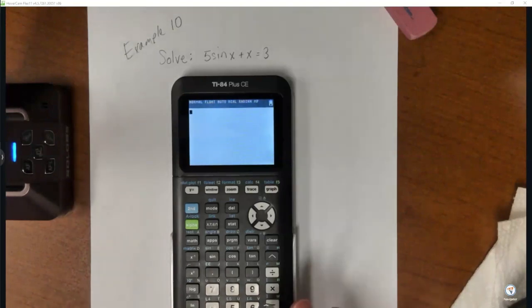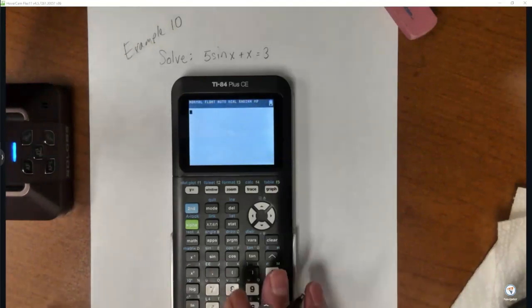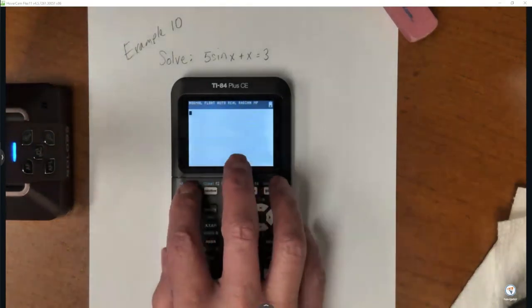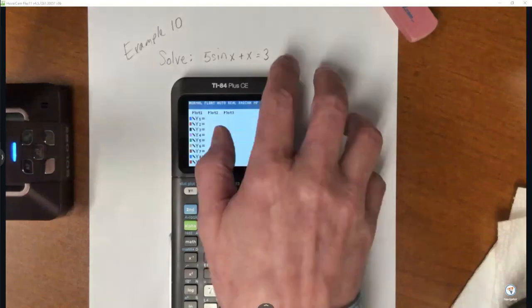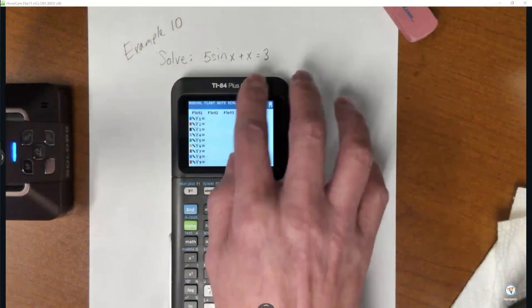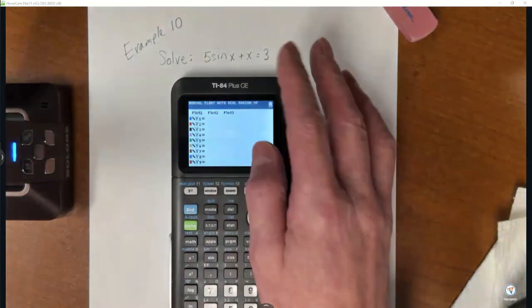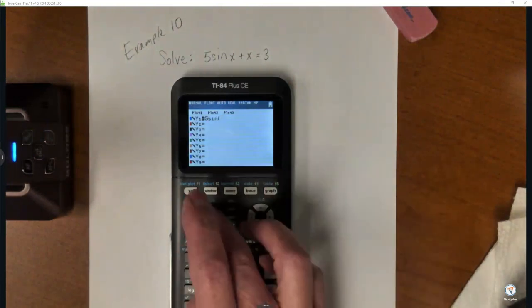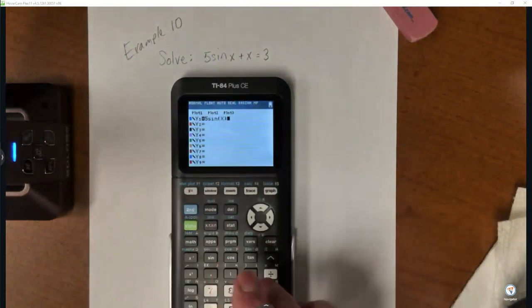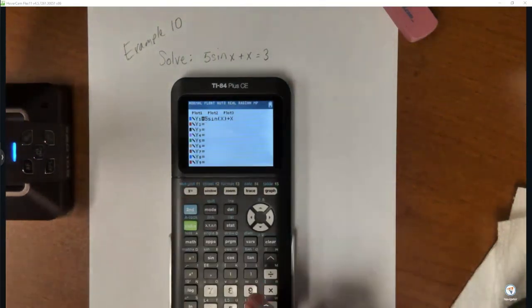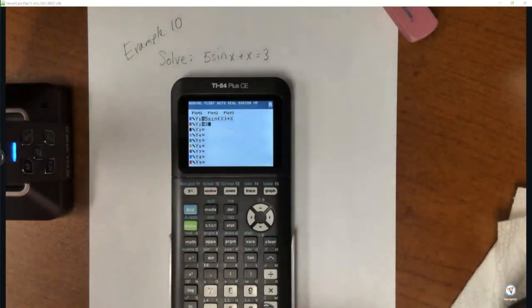Okay, for this last example, we're going to show that I can actually use the calculator to find solutions by creating an equation. I'm going to create a graph for each side of the equation. And when the graphs meet, that's a solution because they'll be equal there. So let's put 5 sine of x, and then plus x. So that's one side of the equation. The other side is just a constant 3. So it's a horizontal line, y equals 3.